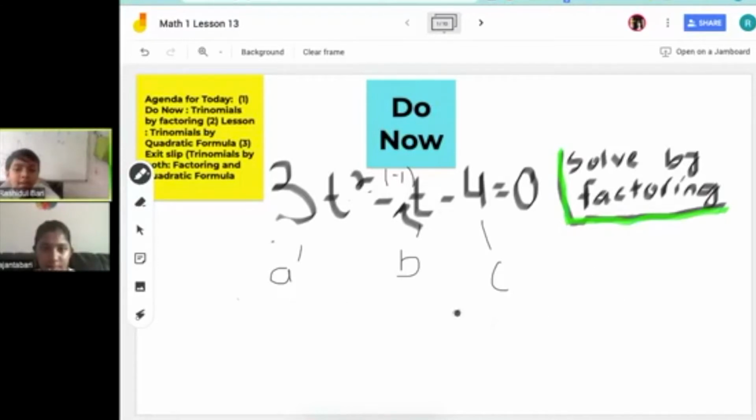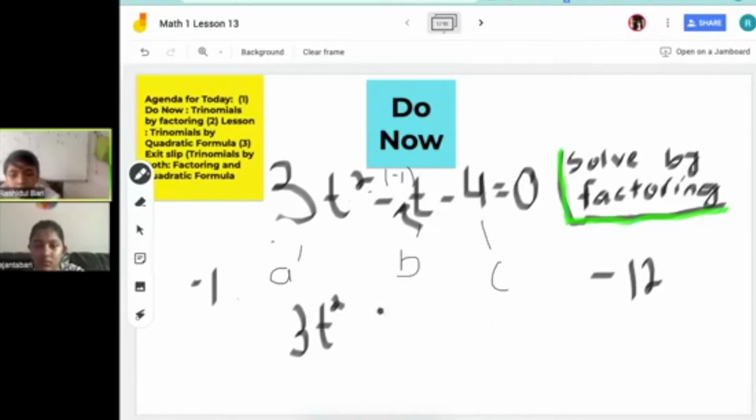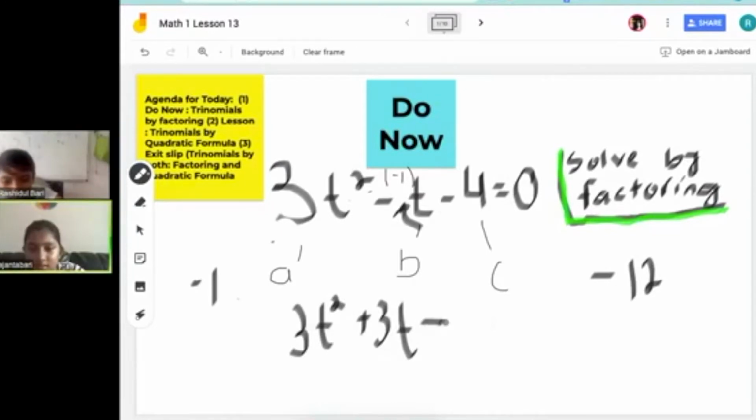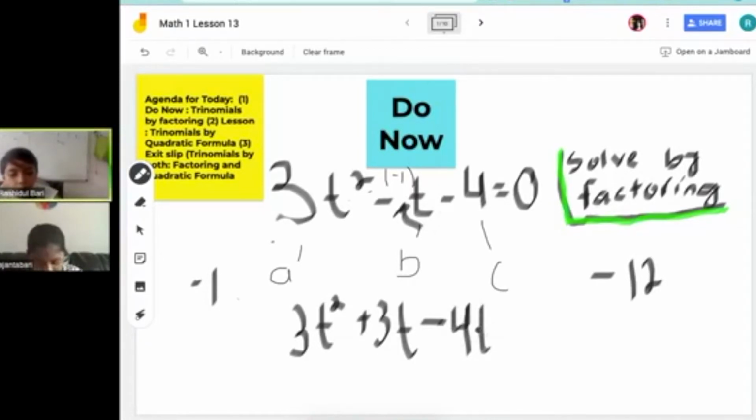So anyways, A and C are 3 and -4. Good. So that brings us to -12 as the product. And it looks like B is -1. So we want -12 as the product and -1 as the sum. I was thinking maybe -4 and 3 would make sense. Yeah, that's what I'm doing. 3t squared plus 3t minus 4t minus 4. Now, how do we factor the two binomials?